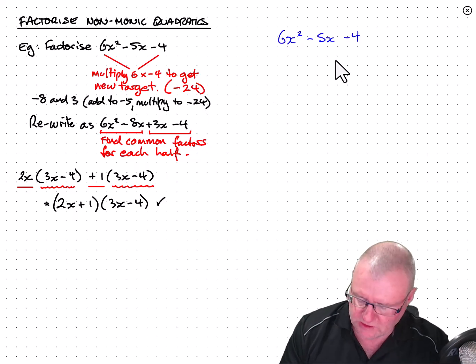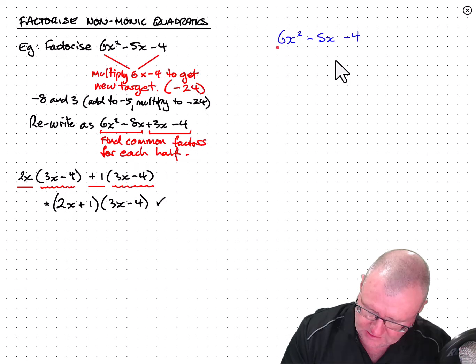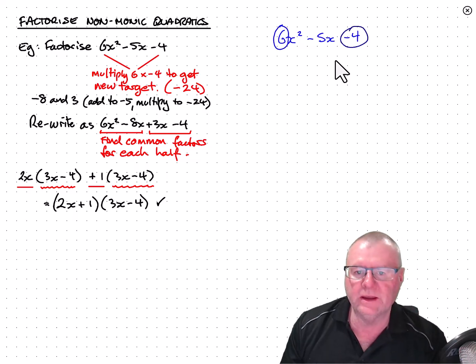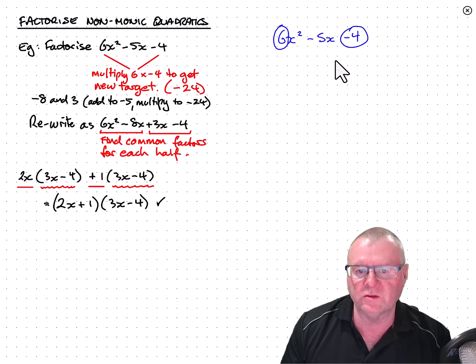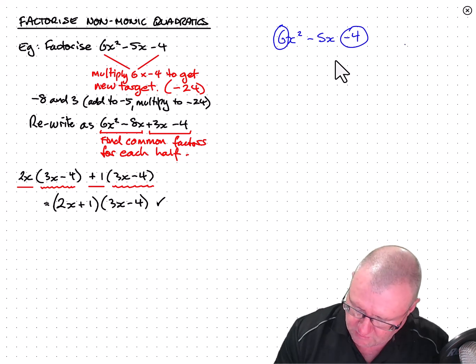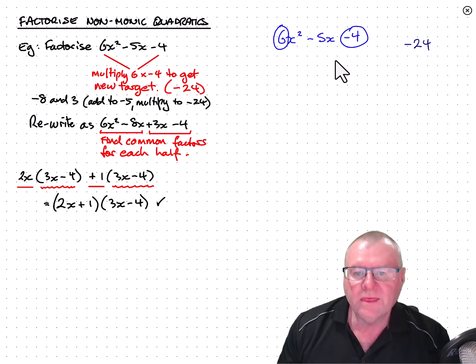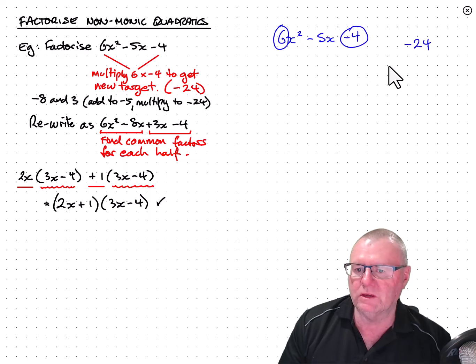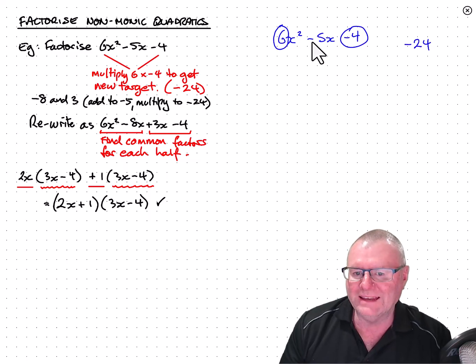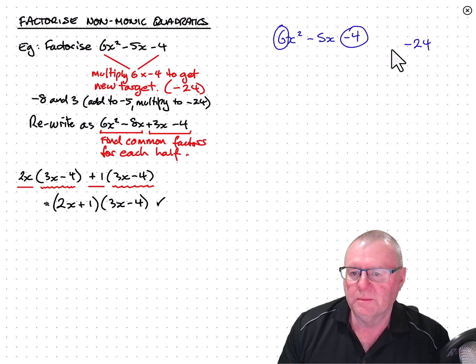First thing I want to do is take the number in front of the x squared and then the number at the end, and multiply those two together. So in this case I get minus 24. That's my new target. Now I'm looking for two numbers that multiply to minus 24 but add to give me minus 5. I'm still using the minus 5 from the expression, but I'm looking for two numbers that multiply to negative 24.